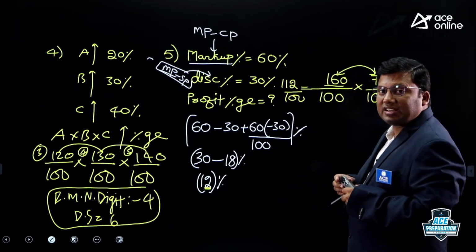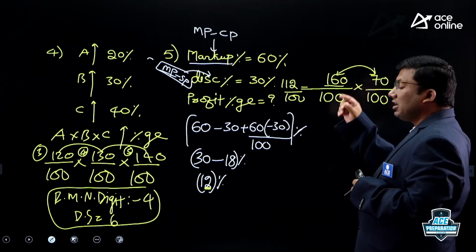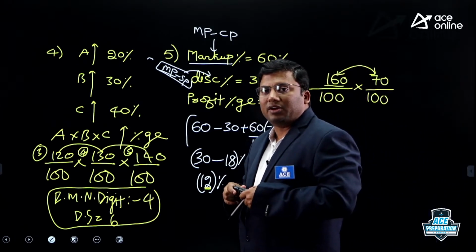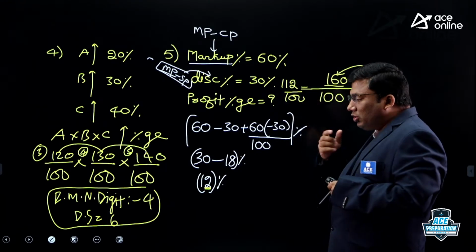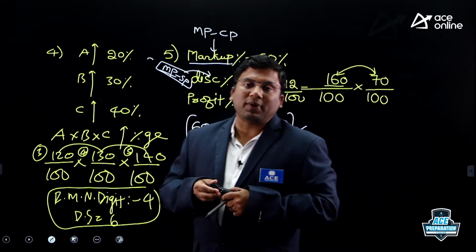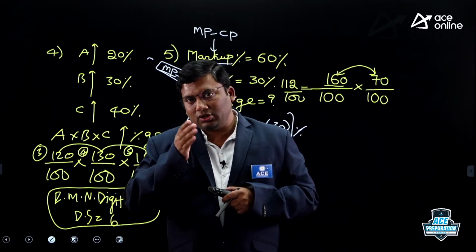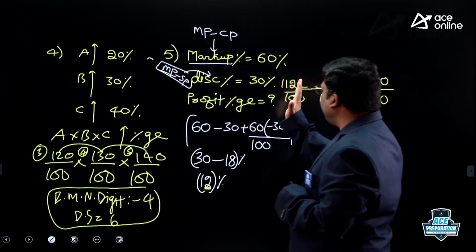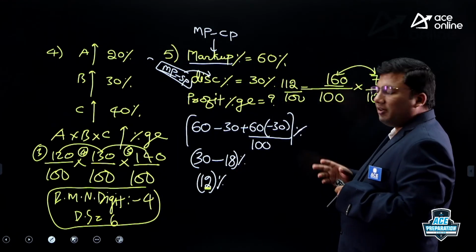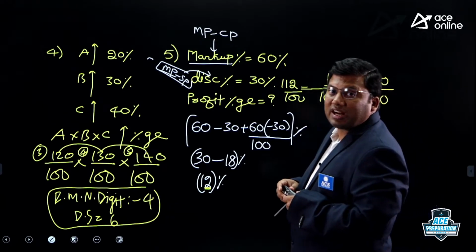160, what is the digital sum? 7. 7 sevens are 49. 49, what is the digital sum? 4. 112, what is the digital sum? 1 plus 1 plus 2, 1 plus 1 is 2, 2 plus 2 is 4. So left hand side 4, right hand side 4. 160, digital sum is 7.